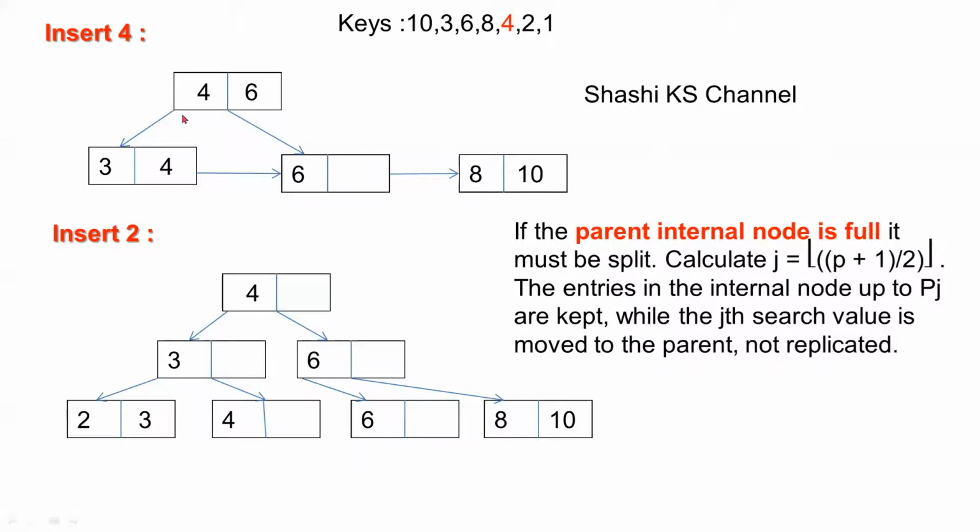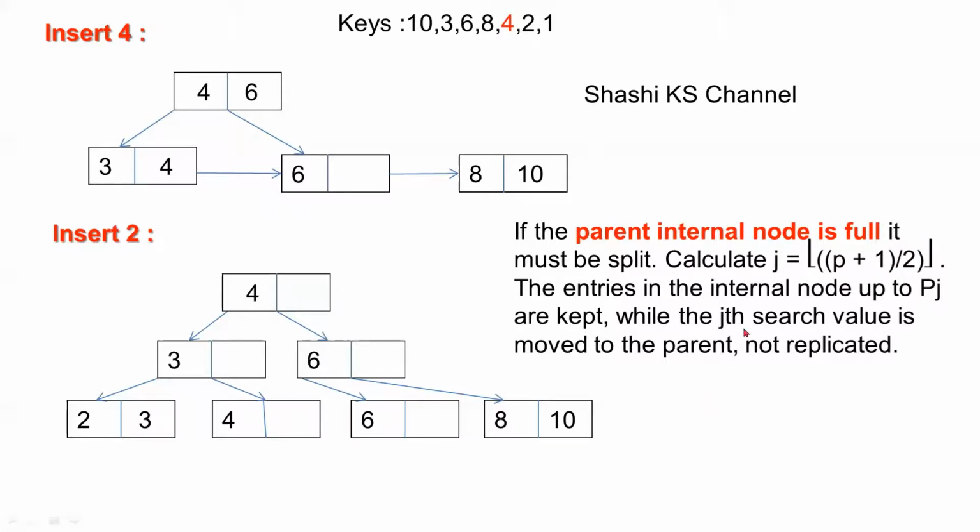What is the parent node? Parent node is 4 and 6. So I have to replicate 3 also in the parent node. Now the parent node has become full. 2 and 3 are placed in the original node and 4 is moved to the new node. And now I'm talking about the parent node. So 3 is replicated in the parent node and the parent node now has 3, 4 and 6. Now the parent node is full. So what is the rule for splitting the parent node? The parent node is also full, and the leaf node is also full when I try to insert the value 2.